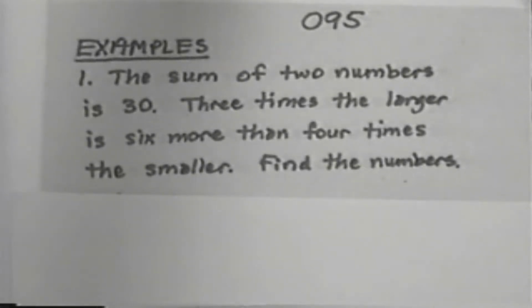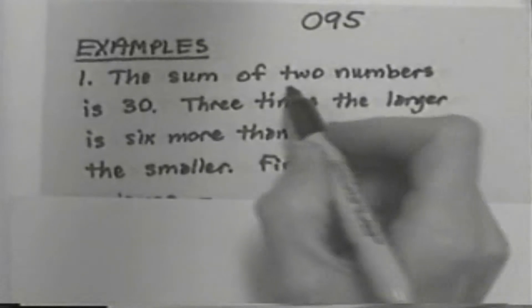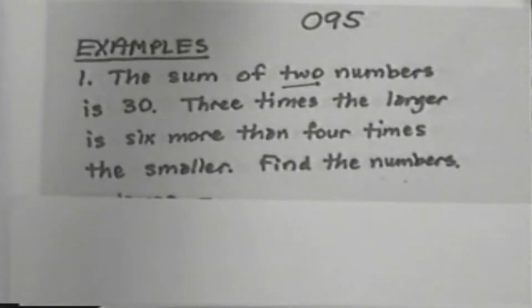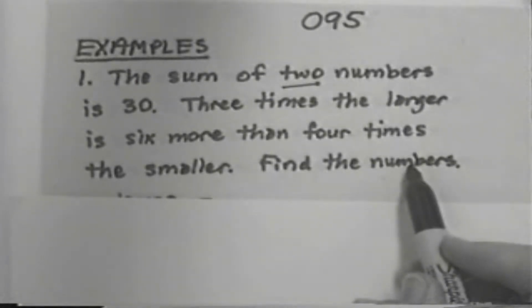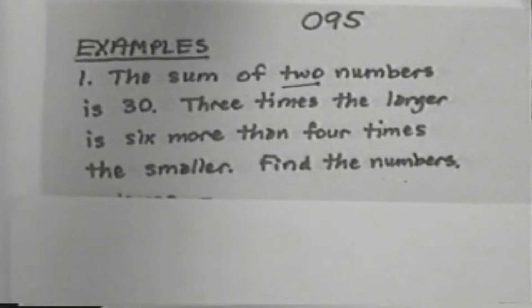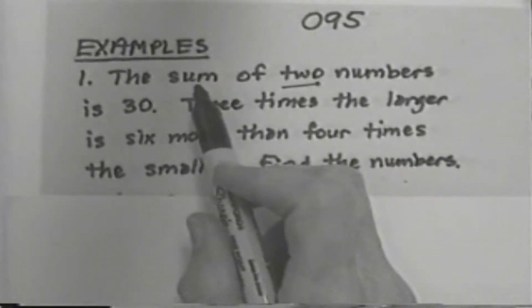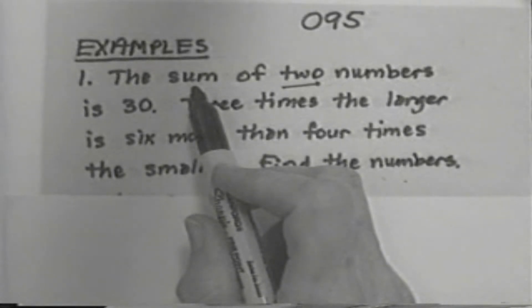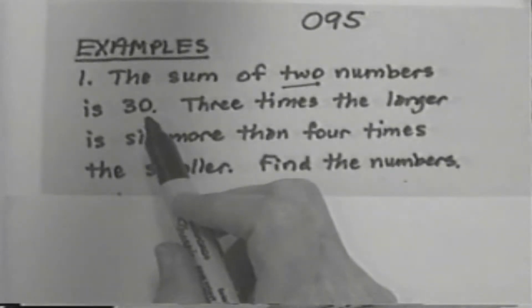We noticed right away they were talking about two numbers. This says the sum of two numbers. That means when we find the numbers, we've got to find two of them. So our answer must involve two numbers. We're told two things about those two numbers. One is that their sum is 30. Remember that sum means add. Sum is the answer in addition. And so when we add up the two numbers, we get 30.